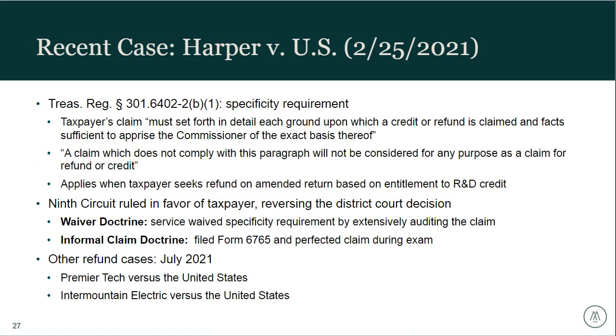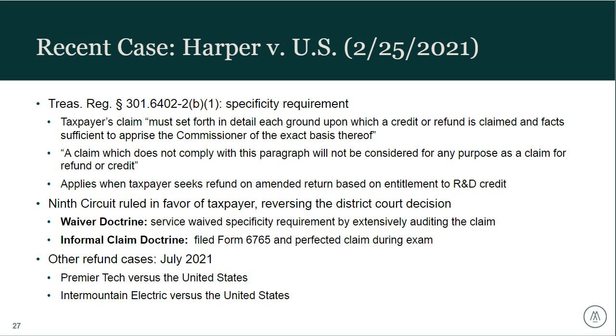But let's talk about how we got here. I wanted to talk about one case from this year, 2021, called Harper versus the United States. The taxpayers here were the Harpers, husband and wife. They filed amended returns to claim R&D credits, and the IRS audited them for 4 years, and then ended up denying their credits.